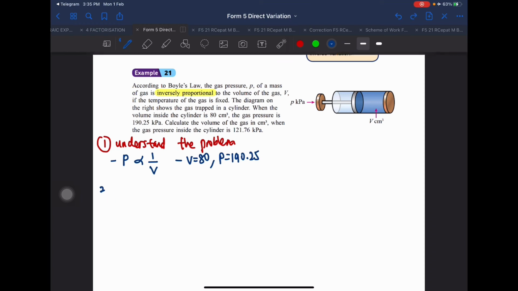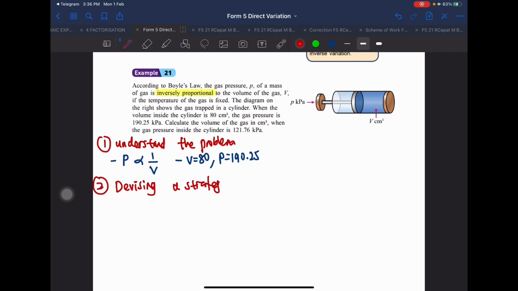The second step is devising a strategy. In order to solve a problem, you need to have a strategy. In this problem, the strategy is, first, we need to determine the relation between P and V in the form of equation. Hence we can calculate the value of V when P is equal to 121.76 kPa. So that is our strategy.